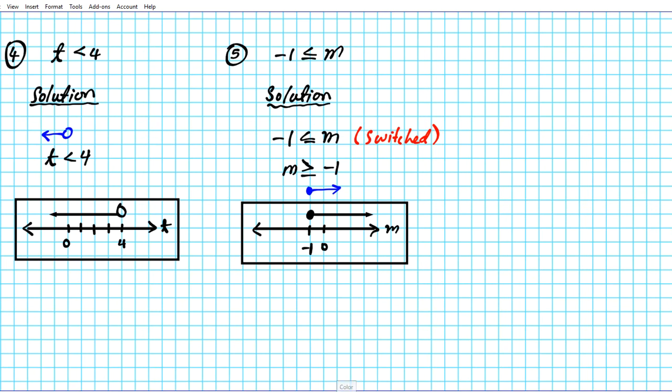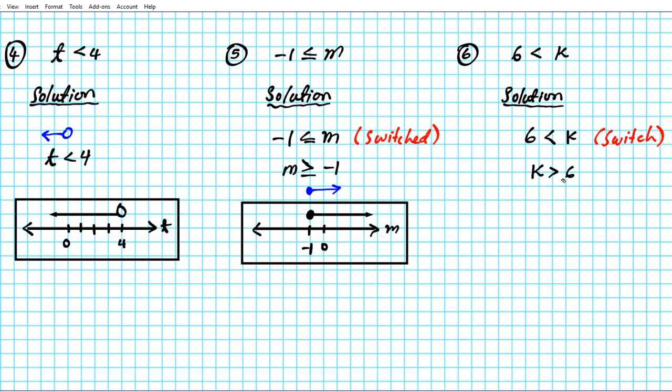Alright, let's take a look at one more. What if we have the inequality 6 is less than k? Let's see what that looks like. We have a problem here. The variable is to the right of the number, so let's switch it around. Since 6 is less than k, that follows that k is greater than 6. So what we just did is we switched the inequality.